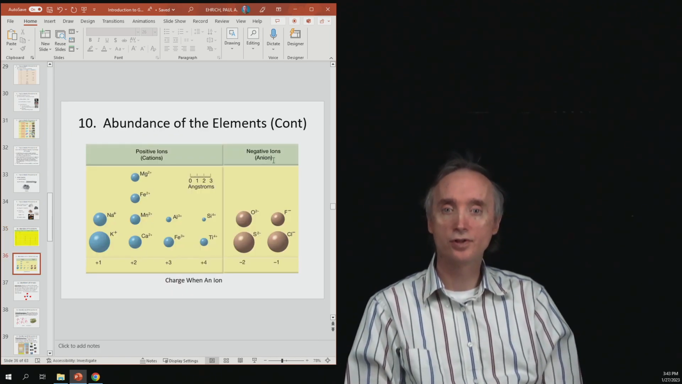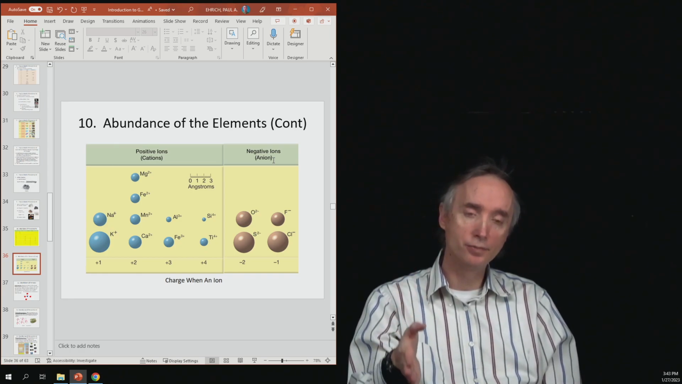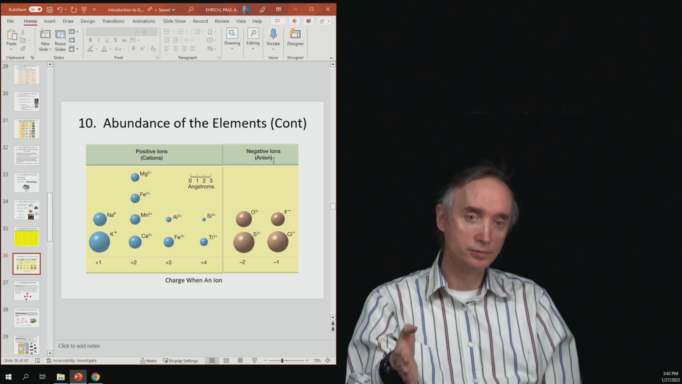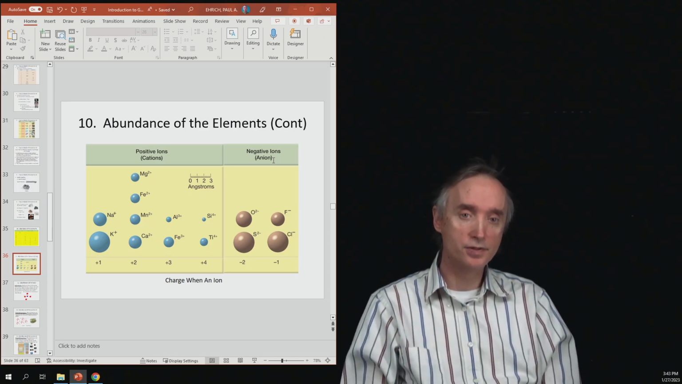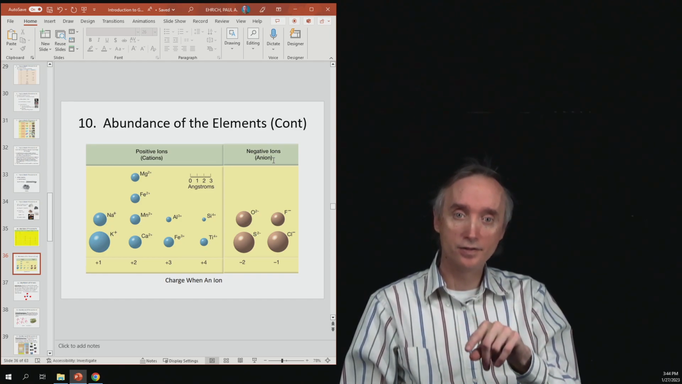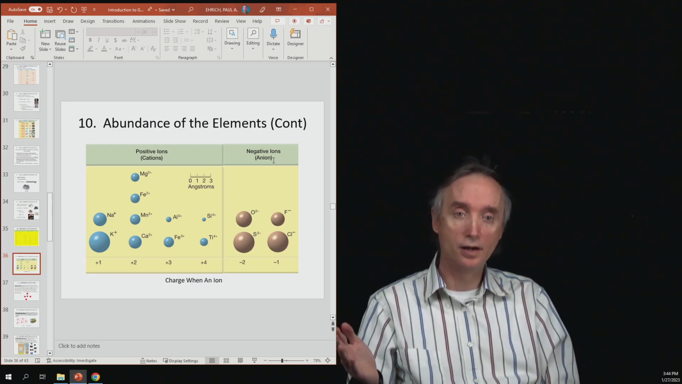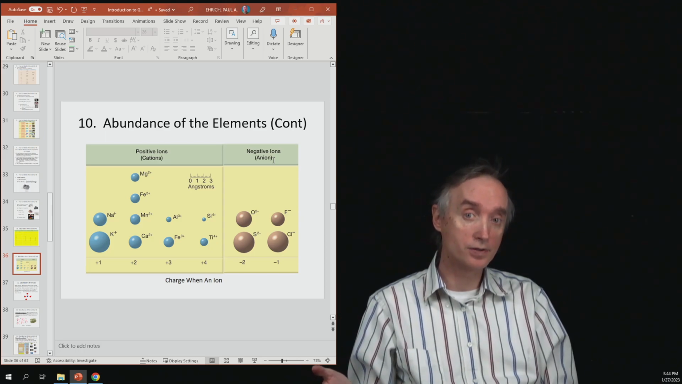So this shows you the abundance of the elements, again, but this shows the charges on those elements when they're ions. So do you remember that everything in column number 1 of the periodic table, all of those elements, they like to lose their electron and they want to become positive ions. So if you look at some of those ions over there, the ones that are positive, you'll notice that they come from the left-hand side of the periodic table.